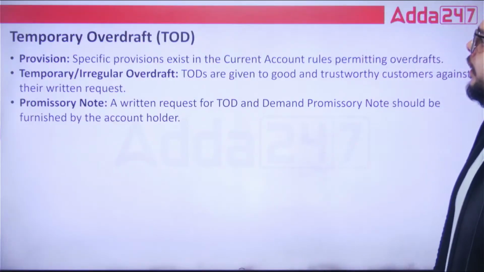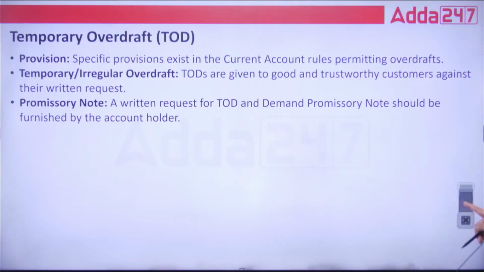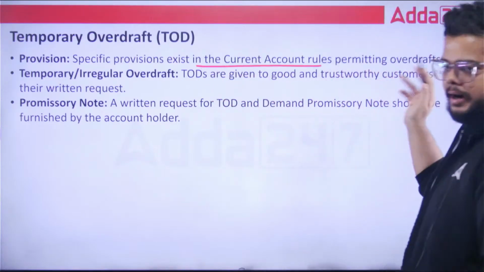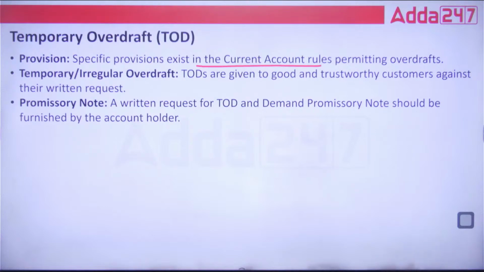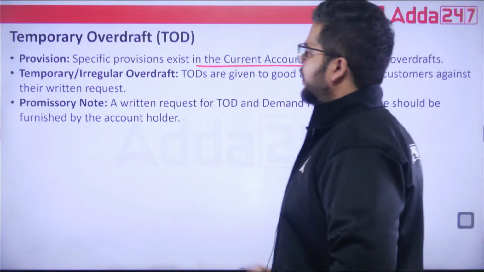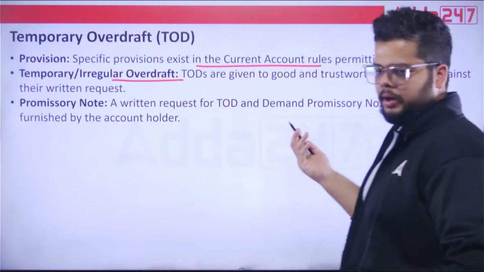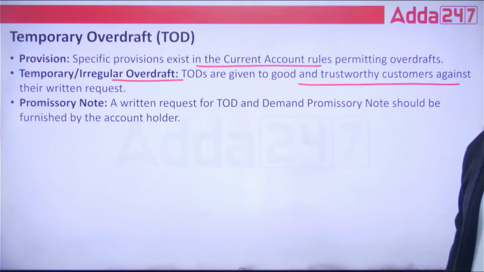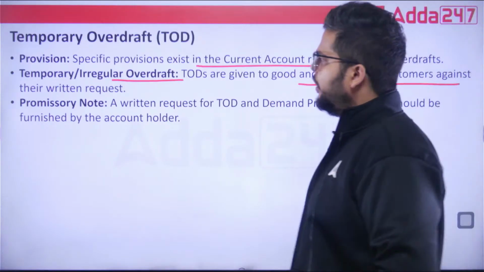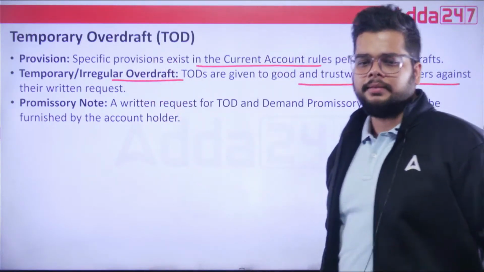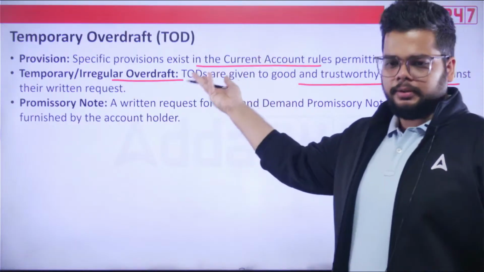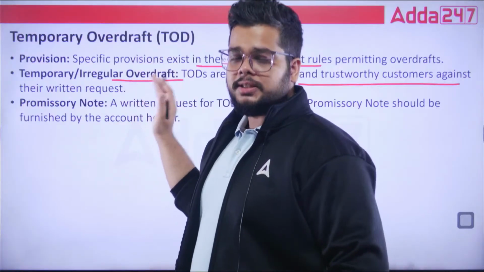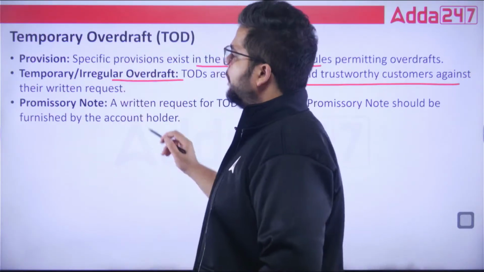Next is TOD, that is temporary overdraft. Specific provision exists in current account rules permitting ODs. So OD limit is there in current account. Temporary or irregular OD, the overdraft, is given to good and trustworthy customers against their written request. Normally the banks refrain from this, but in the books you can say yes, it is one of the mechanisms which is set up for current account holders.